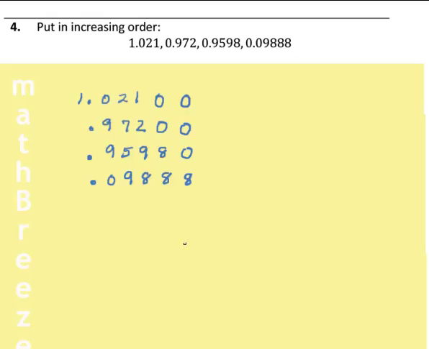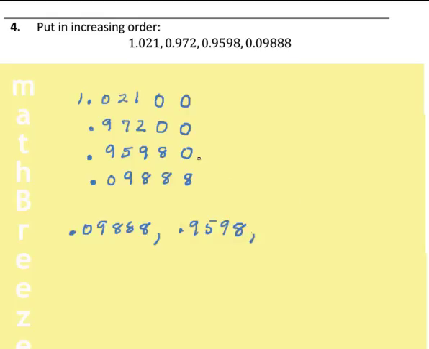So if we ignore the decimal places, this is the number 9,888, and that would be the smallest one. So let's put that one first. Again, ignoring the decimal place, this number 95,980 is the next one in order. So let's write that one down.